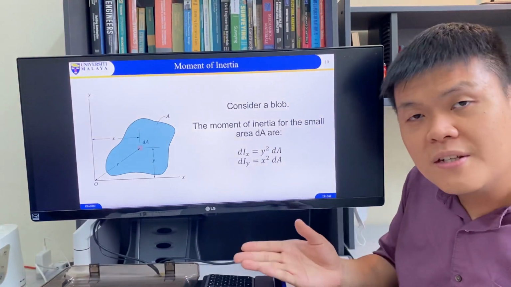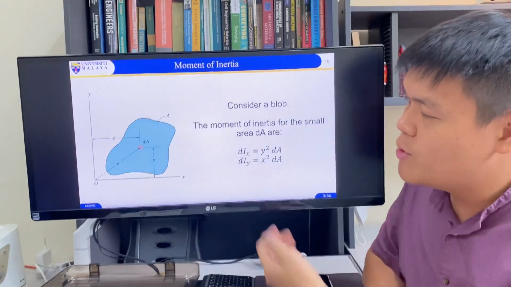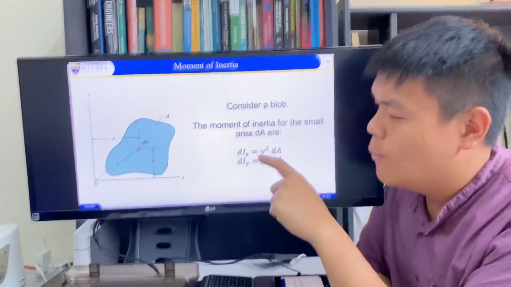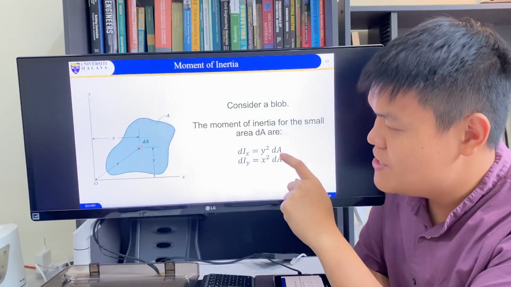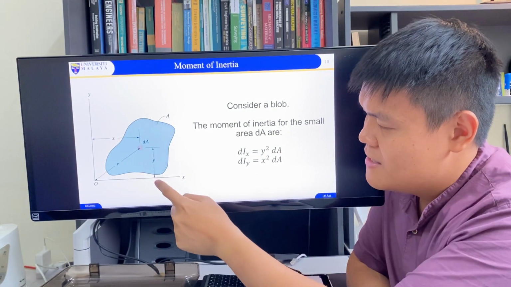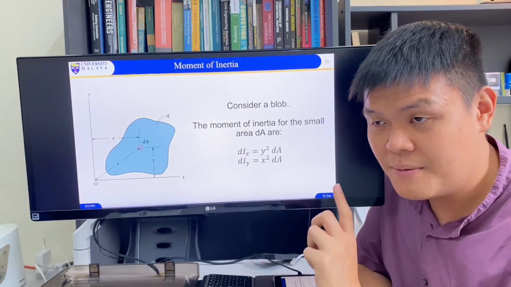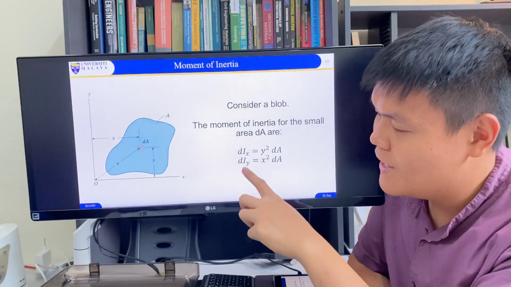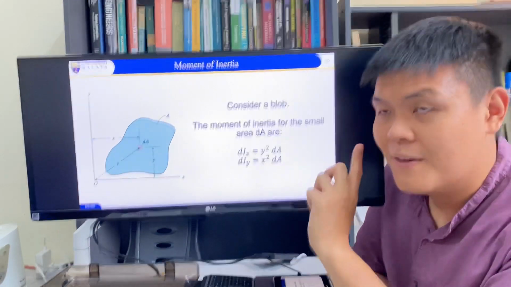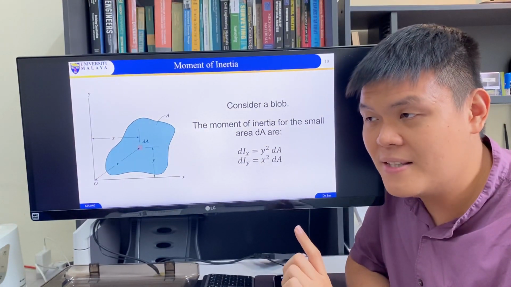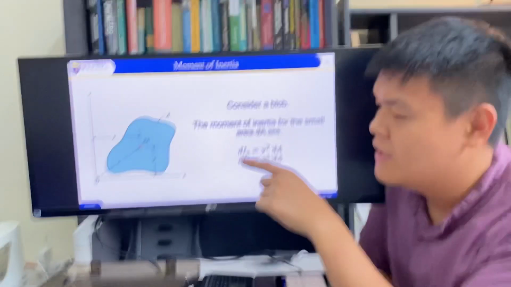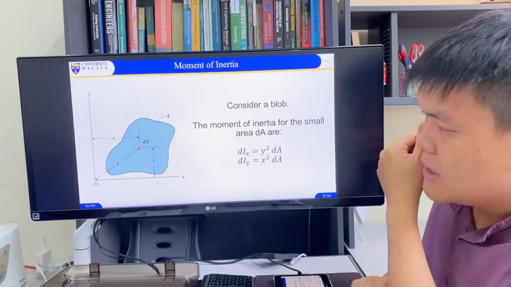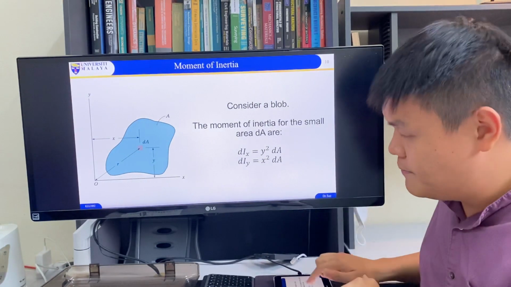So consider a simple blob. The moment of inertia for the small area dA here is y squared times dA. It's just the distance, but the distance squared, times dA, and same with the other one. dIy is x squared dA. Now notice, same as before, same as the Q, the first moment of area, y and x are exchanged. All right. So let's dive into this further.